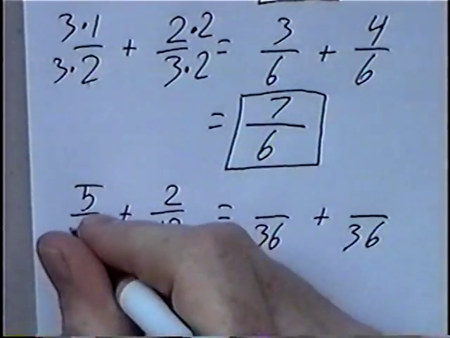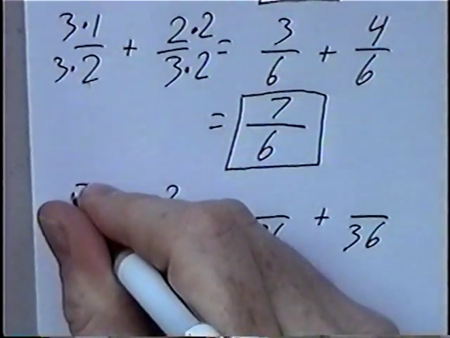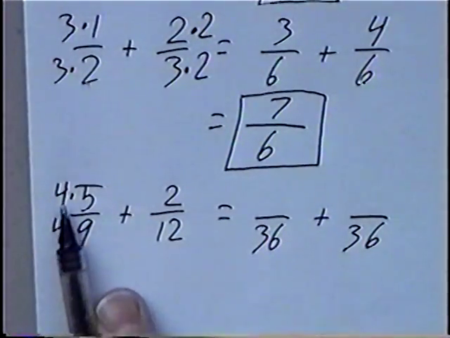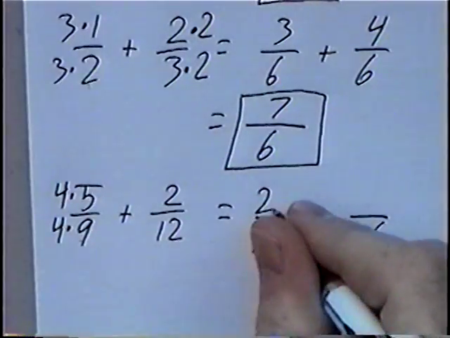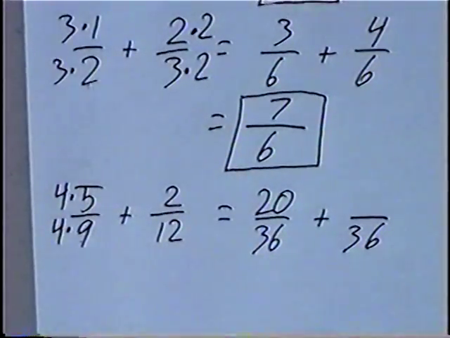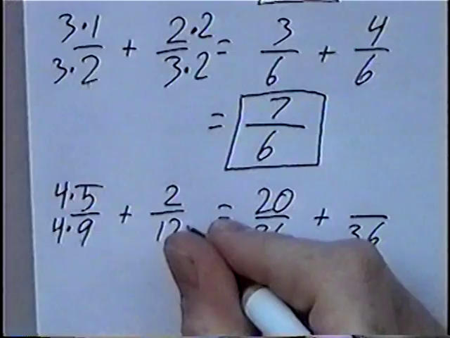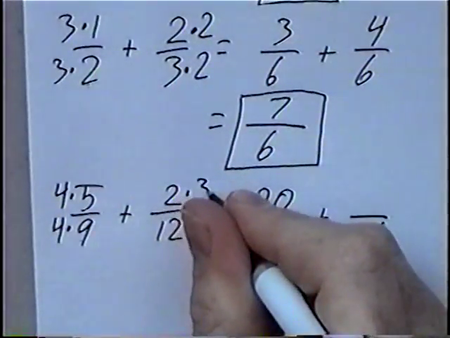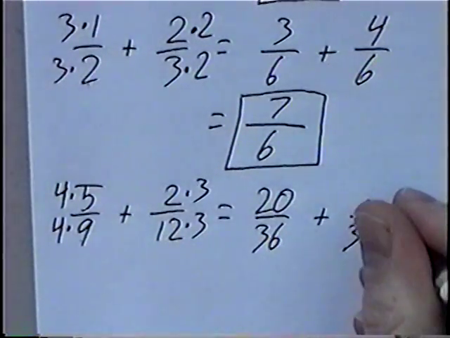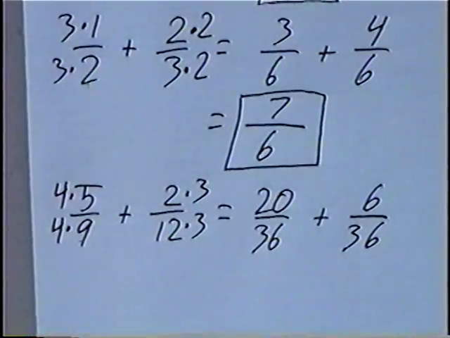9 times 4 would be 36. So we'll multiply the numerator and denominator by 4. So the numerator 4 times 5 would be 20. 12 times 3 would be 36. So the numerator 2 times 3 would be 6/36.